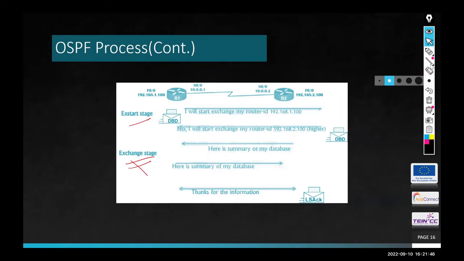Just one thing you have to remember here. When you see your OSPF neighborship stuck in the ExStart stage, then you have to check the MTU of the interface. Like if you have MTU 1500 on one interface and 1400 on the other, then your OSPF neighborship will be stuck in the ExStart stage. So you have to check whether the MTU of your neighbor and your connected interface are the same or not. Just remember this.